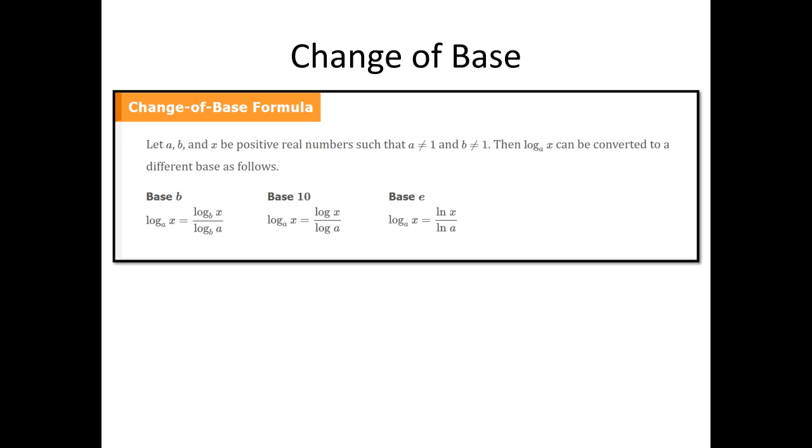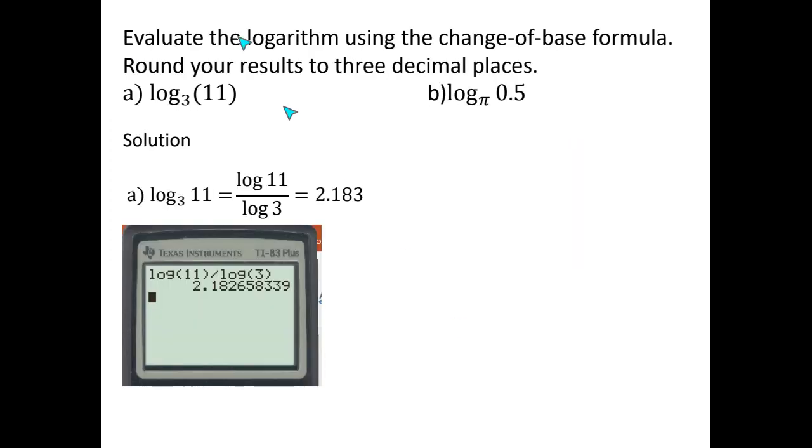So the change of base will allow us to change our problem into a base 10 or a base e, and we want them to be in base 10 or base e so that we can use the calculator. So if you had log base a of x, then we can rewrite that as log x divided by log a, or we can use natural log x divided by natural log a. So the way it works, it says here, evaluate the logarithm using the change of base formula, and then we're going to round our answer to 3 decimal places.